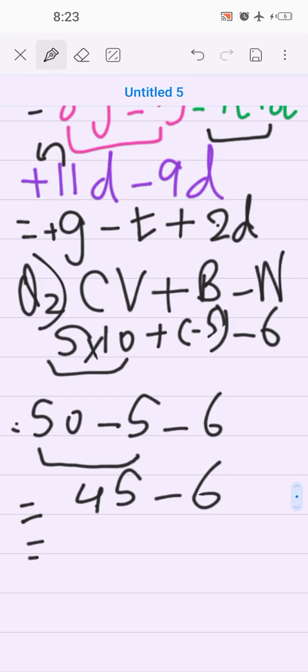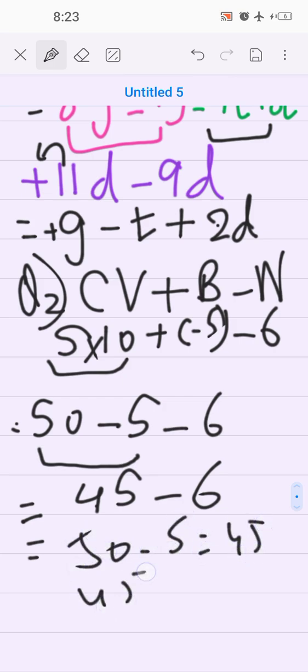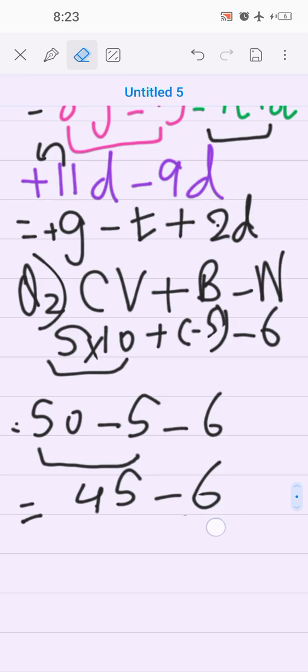Many students just do it like this: 50 minus 5 is 45 and then 45. This does not look cool at all. Avoid it. One of my coordinators just rejected a child's work, so you never know what kind of invigilator you are dealing with. So better avoid that. 45 minus 6 is 39. Always check your work by counting again.